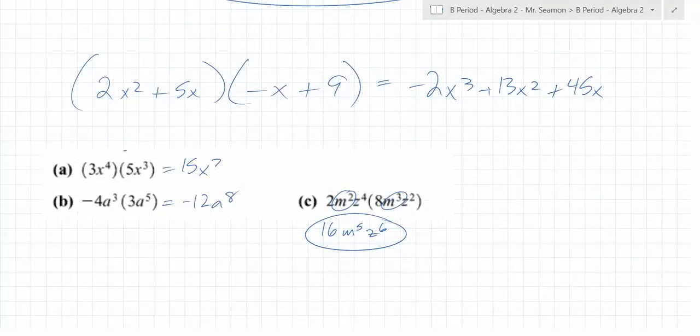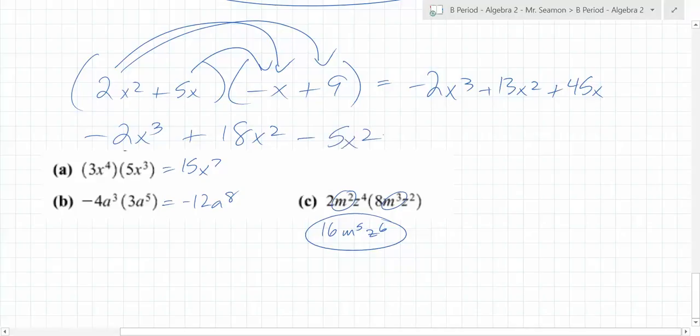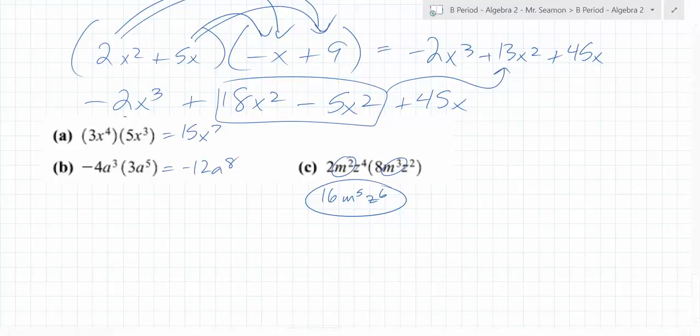Now we can talk about these, now that you have seen them. Which one do you want to talk about? First one. What's 2 times negative x? Negative 2x to the third. Yep. 2x squared times 9: 18x squared. 5x times negative x: negative 5x squared. And 5x times 9: 45x. So there's something you need to combine there, these two. What do those become? 13. That's where it comes from.